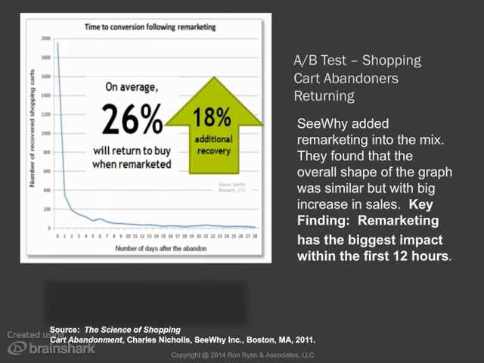For its B test, CY Inc. added remarketing into the mix. They found that the overall shape of the graph was similar, but with big increases in sales. The key finding? Remarketing has the biggest impact within the first 12 hours. If you can email people immediately after they abandon the shopping cart, you can double or triple the number of purchases made by the abandoners.